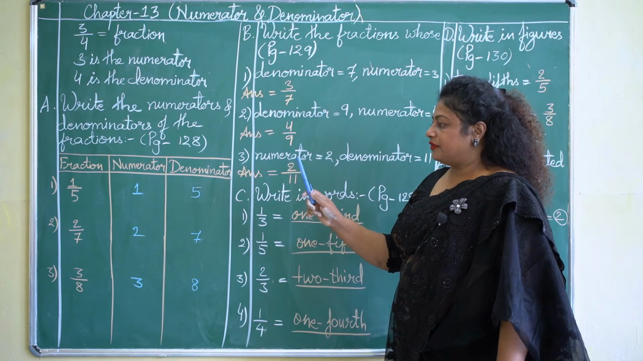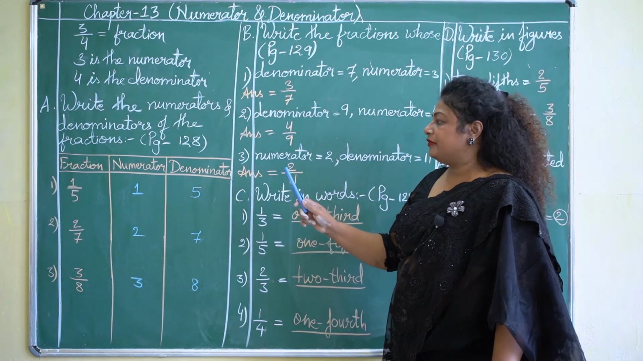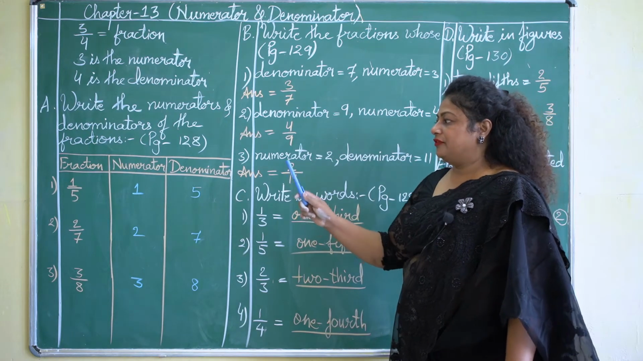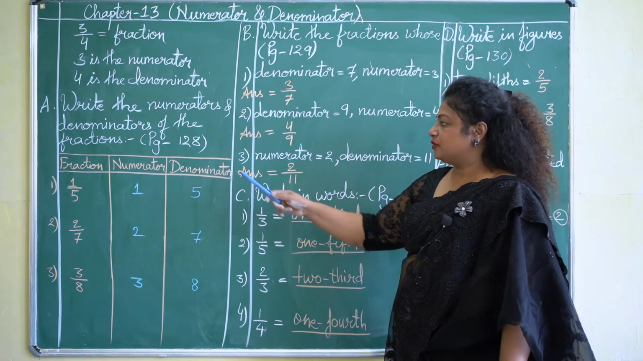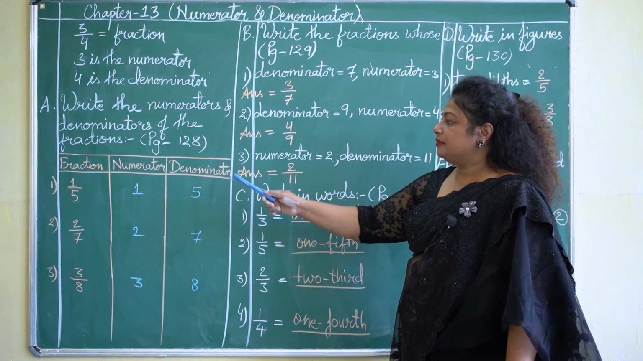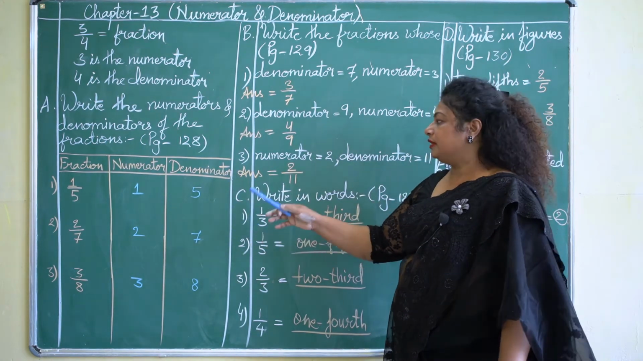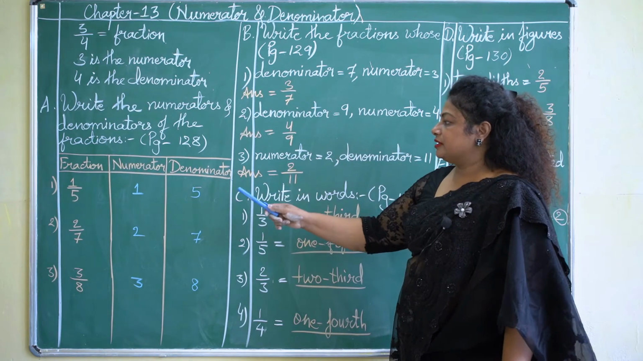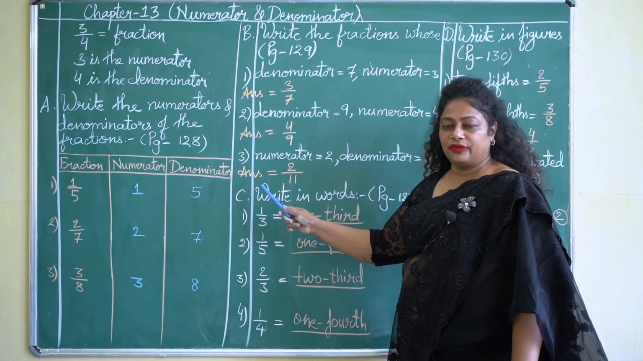The first fraction given to you is 1 by 5. In this 1 by 5, 1 is written above the line, so it is called the numerator. I have written it below the numerator. And this 5 is written below the line, so this 5 is called the denominator. So the numerator is 1 and the denominator is 5.